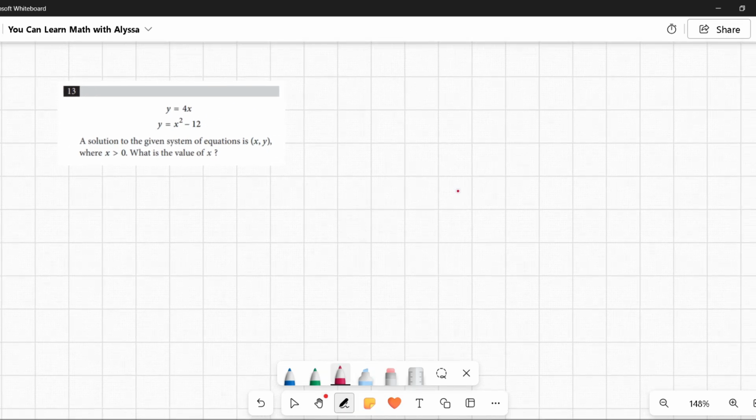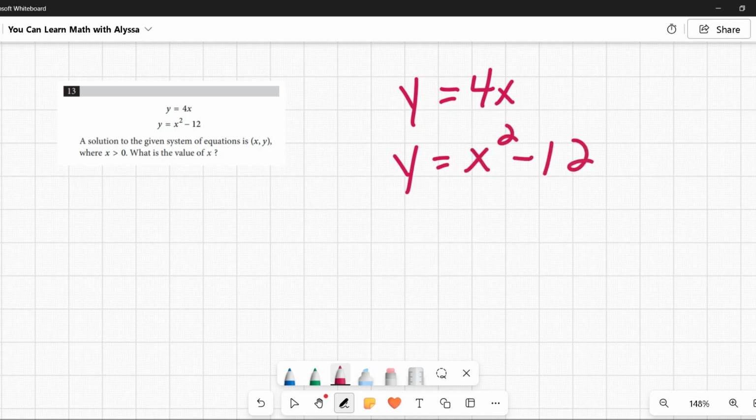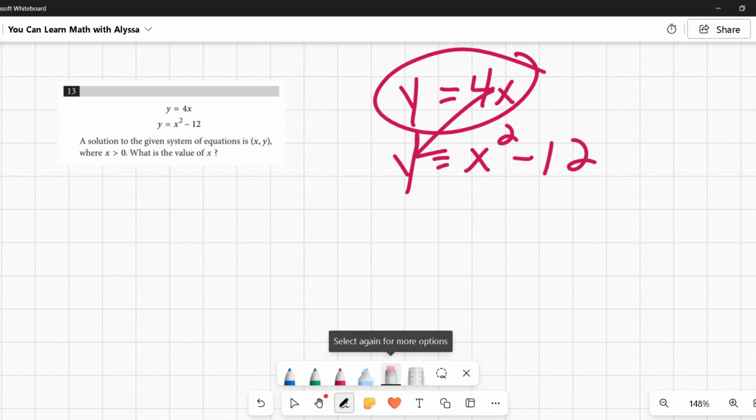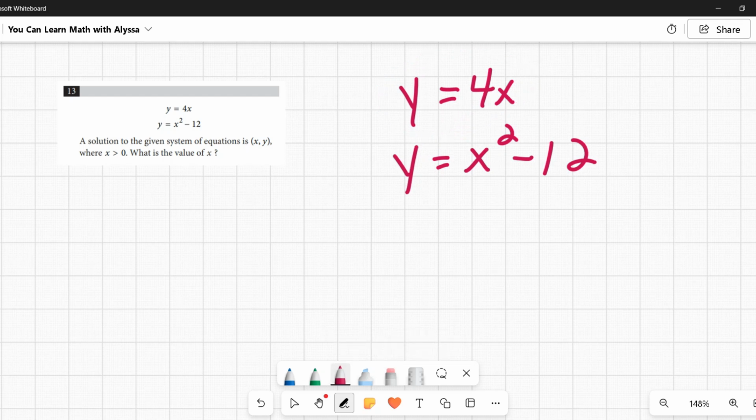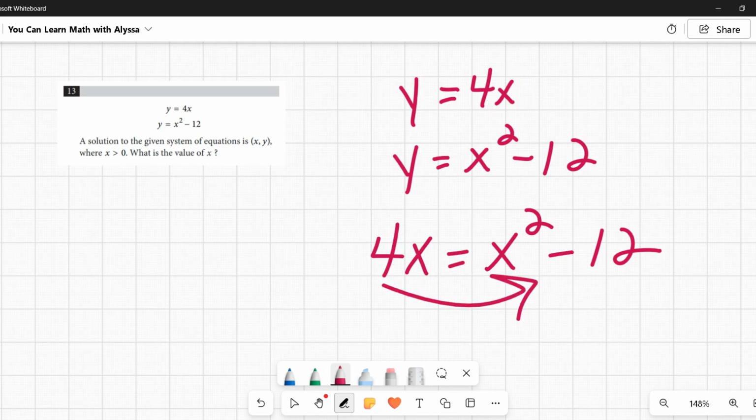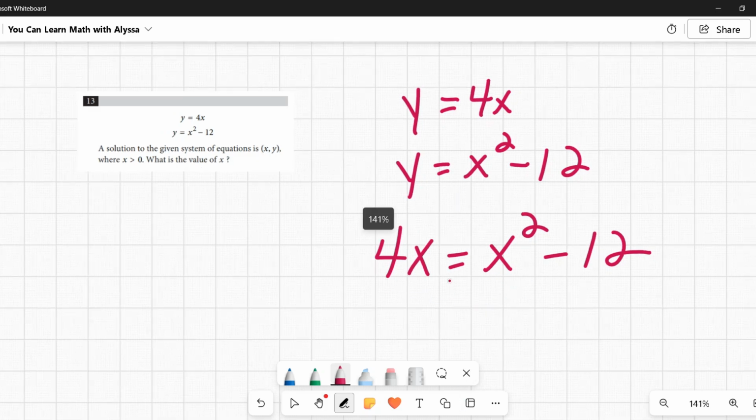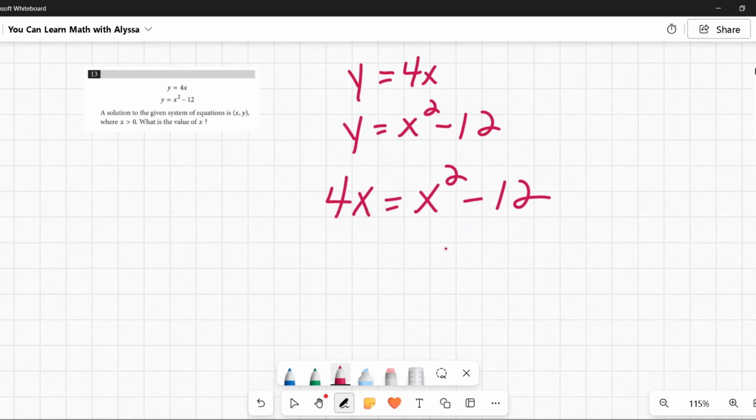All right, here's the other way, the mathematical way. We say that y is equal to 4x and y is also equal to x squared minus 12. Since they're both equal to y, we can set them equal to each other. Another way of looking at it is, if y is 4x, we can substitute 4x for y. Whichever way you look at it, you get 4x is equal to x squared minus 12. This is a quadratic. To solve it, I need it to be equal to 0, so I need this 4x to go over there. So I'm going to subtract 4x from both sides.